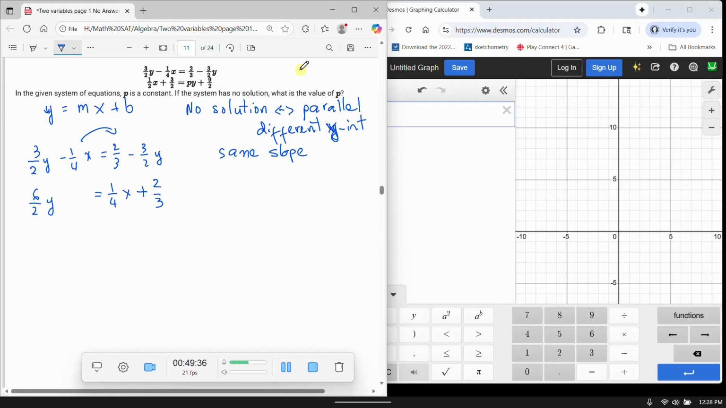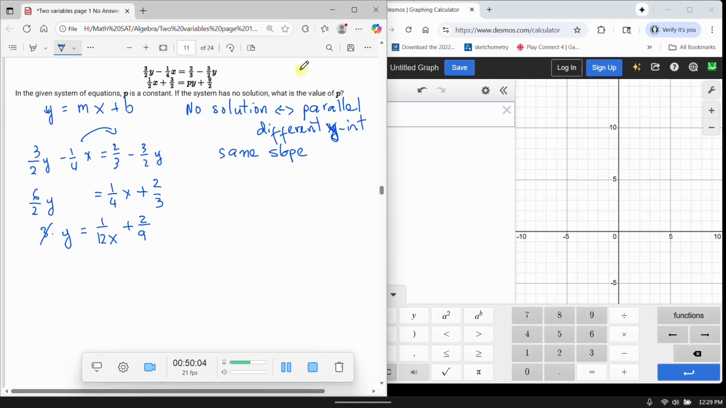Now, 6 over 2 is 3. Then I'm going to divide it by 3. So y equal to 1 over 12 x plus 2 over 9. So again, I had a 3, and then I just divided both sides by 3. Okay, so I have a 3y here, and then I divide both sides by 3. That 3 is cancelled out. So the 3 is on the bottom of the right hand side.